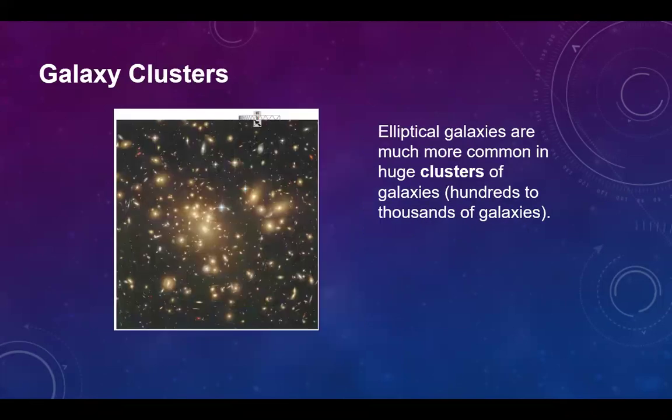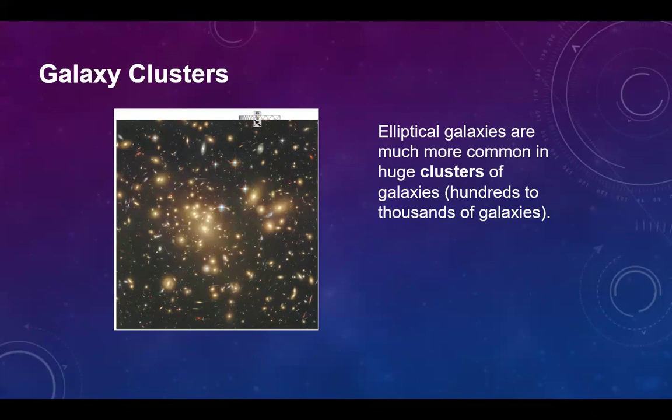Now, elliptical galaxies are much more common in huge clusters of galaxies that can have hundreds to thousands of galaxies. And in these huge clusters, we tend to find more ellipticals in the middle and more spirals at the edges, which implies that spirals are a little more delicate. That structure can be disrupted in collisions more easily, while the elliptical structure is more stable. So if there were spiral galaxies in the middle, they got destroyed, basically. Or they whacked into each other and merged to form elliptical galaxies.